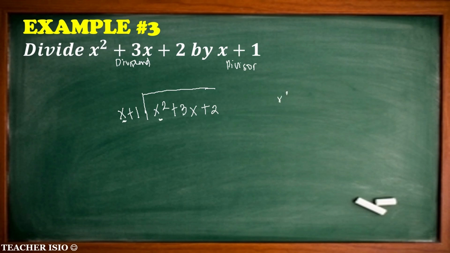So we have x squared divided by x. So we have x raised to 2 minus 1, that is x. So kung ano yung lalabas, ayun ang ilagay nyo sa taas ni x squared. So just write x. Next, after that, you're going to multiply yung nakuha nyong quotient dun sa ating divisor. So we have x times x plus 1. So distributive tayo. X times x, we have x squared. X times 1, we have x. So we have plus x.